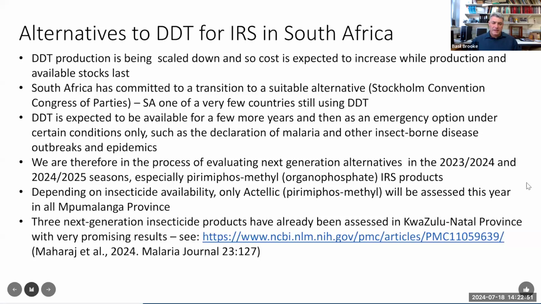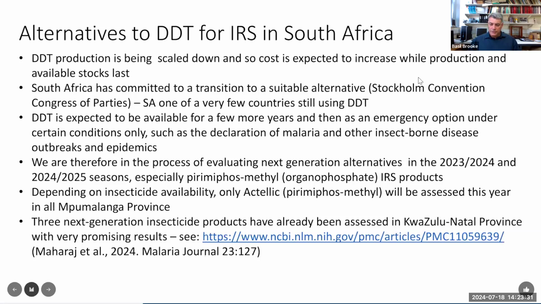We are hoping, though, that DDT may still be available as an emergency option, given that most countries are aiming toward malaria elimination. This is a product that actually works really well in terms of controlling malaria vector mosquitoes. But we are evaluating next generation alternatives. The one we are really focusing on now, the active ingredient, is an organophosphate insecticide called pirimiphos-methyl. It's formulated as an IRS product.